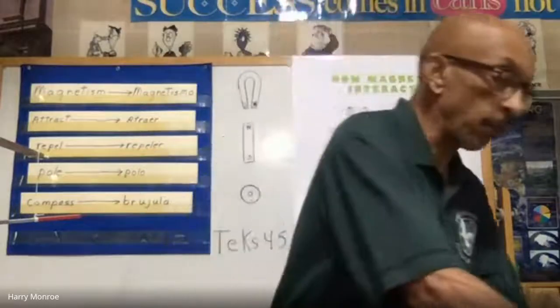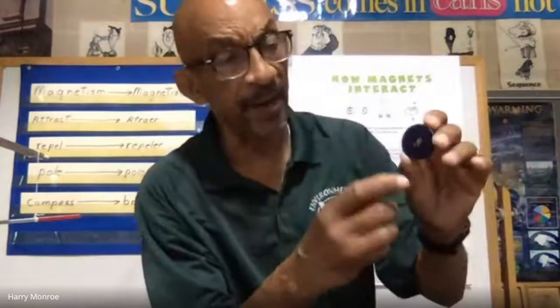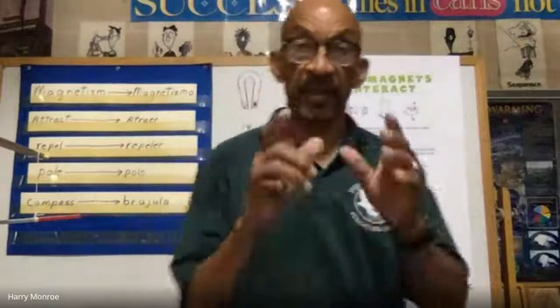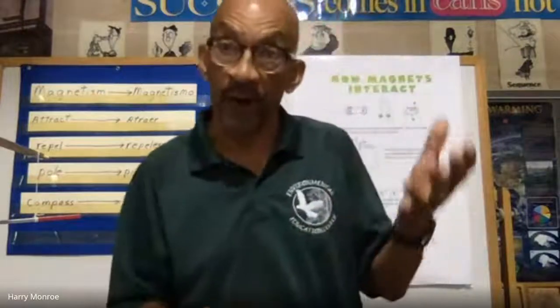Another common form would be a ring magnet. Now, I don't see an S or an N, but I'm sure that one side of this is an S and the other side probably is an N. And what those letters stand for, the N stands for North Pole, the S stands for South Pole.